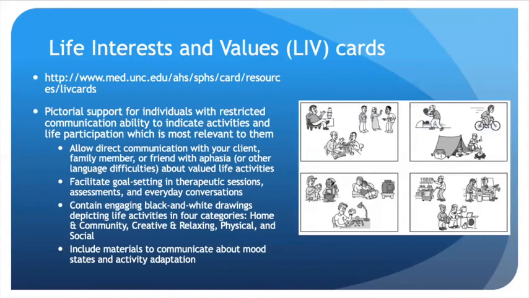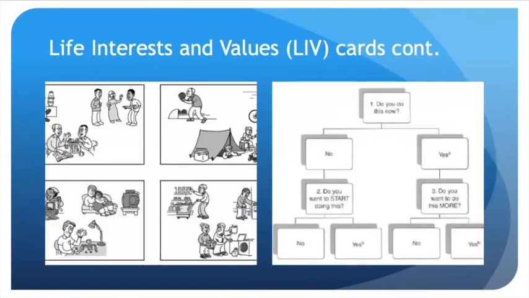There are these things called life interest and values cards that are good resources. The website there is supplied. This is a pictorial support for individuals with restricted communication ability, to indicate activities and life participation which is most relevant for them. So you might have them look at the card here and then ask them a few questions using this algorithm here.